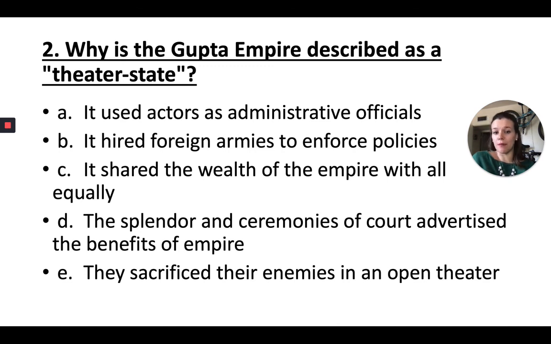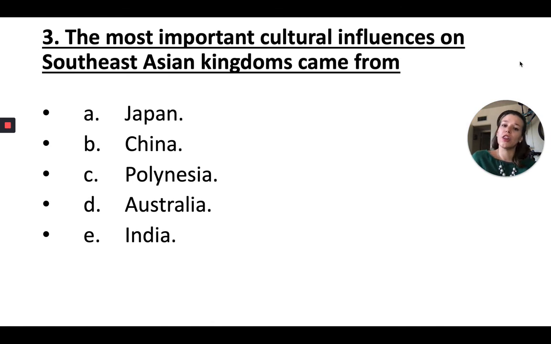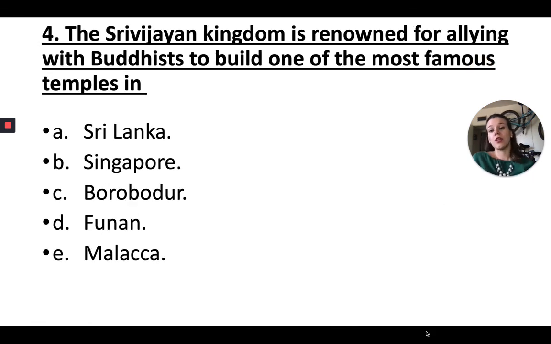Why is the Gupta Empire described as a theater state? The most important cultural influences on Southeast Asian kingdoms came from... Last one. The Srivijayan kingdom was renowned for allying with Buddhists to build one of the most famous temples in... So what's the temple?